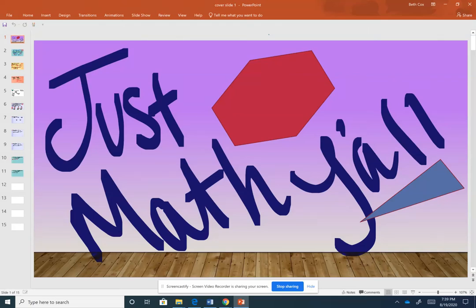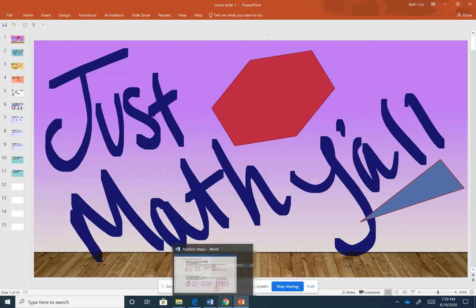Hey guys, just math, y'all. We're working on some fractions here, and it's just math. Fractions is just math. It's just math, y'all. You can do it. You can do this. It's just math.